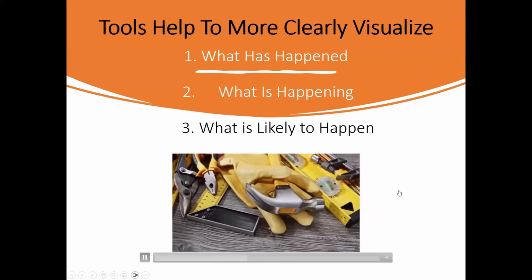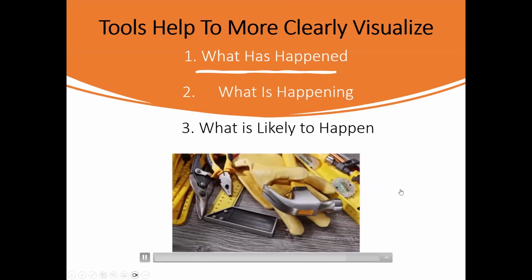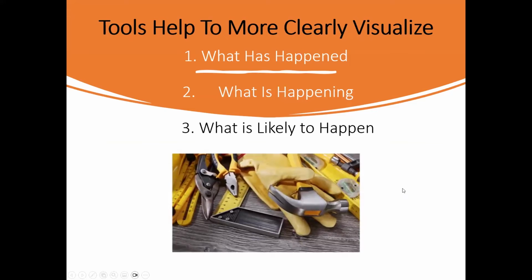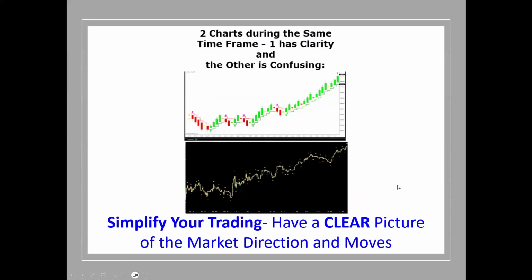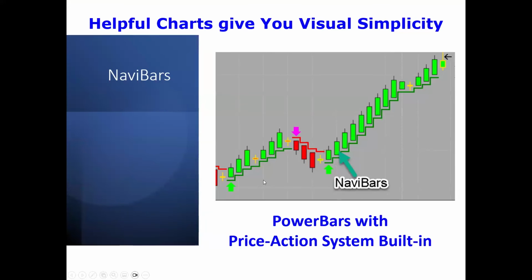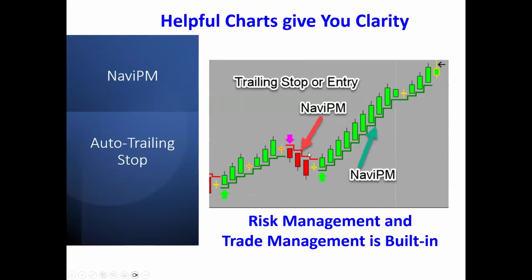All right, so I'm going to go through right now the tools that we provide our members. The top chart here is one of our trend indicator charts. The bottom one is just a standard candlestick chart. Our price bars are called Navi bars. The Navi bars are an indicator, so one of our indicators is actually the price bars.